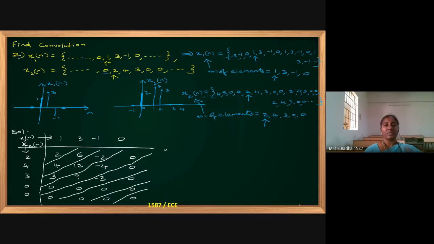And now our output sequence, which is x1 of n convolution x2 of n, which is the sum of the elements. First element is 2, second element 4 plus 6 is 10, third element 12 plus 3 is 15, minus 2 is 13, then next element 9 minus 4 is 5, next element minus 3 followed by 3 zeros, and you have the arrow mark at 1.